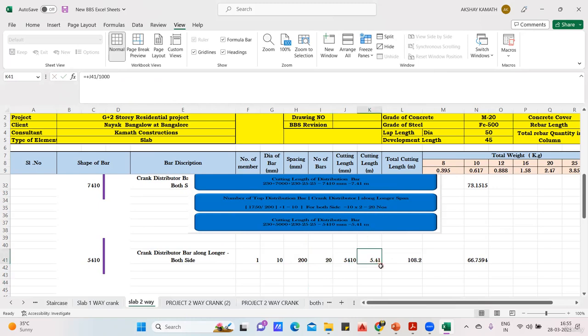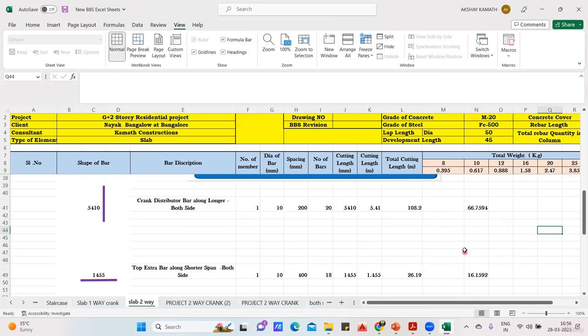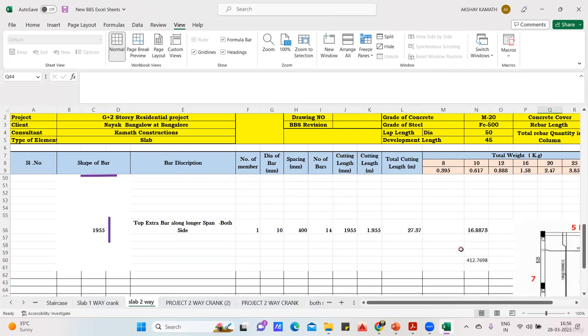So cutting length you got 5.41. So total will be 5.41 into 20 into 1. This will give me 108.2. And since it's a 10 diameter bar, 108.2 into 0.617 will give me 66.75 kg. Got it? So whatever slab we were supposed to find, we have done it. 90% of my calculation is done.